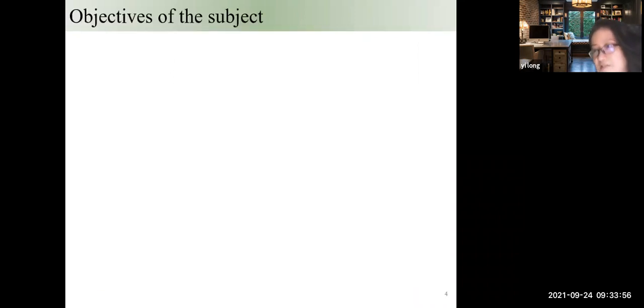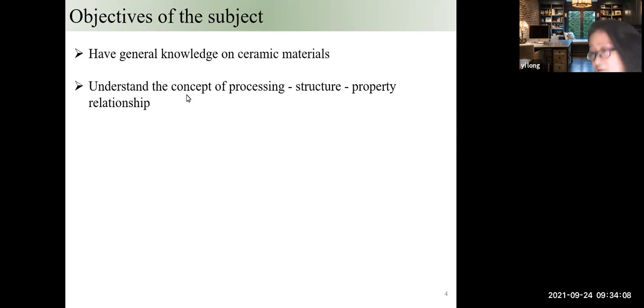Thanks. The general objective of this subject is that you learn some general knowledge on ceramic materials and also understand the concept of process, structure, and property. As a material scientist, I always say these are the 3 important things. Process: how can we make certain materials? Structure: what is the structure of the materials? Property: what is the property of the materials? You can see this course is also arranged in this way.